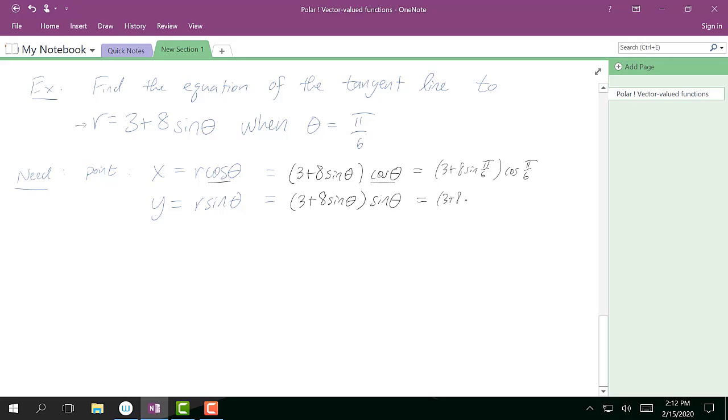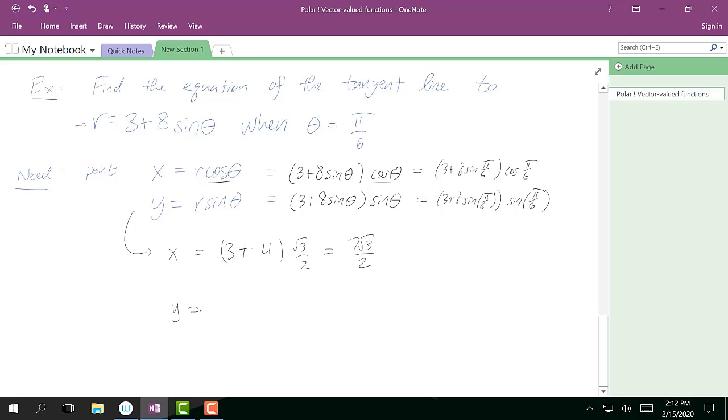So we need to get 3 plus 8 sine pi over 6 times cosine pi over 6, and 3 plus 8 sine pi over 6 times sine pi over 6. Okay, let's go ahead and write this down here. So we get that x is equal to 3 plus, so sine of pi over 6 is going to be 1/2, and 1/2 times 8 is going to be 4, times cosine of pi over 6. Cosine of pi over 6 is going to be root 3 over 2. So we get 7 times root 3 over 2.